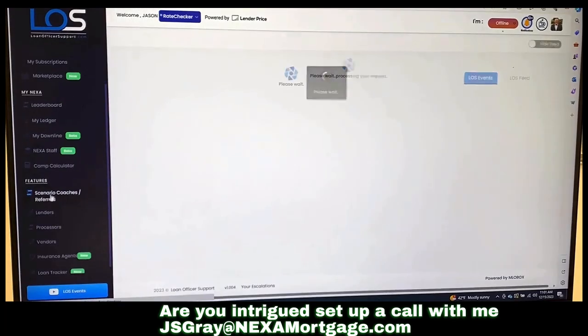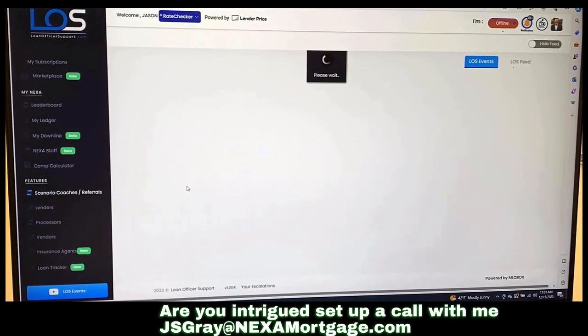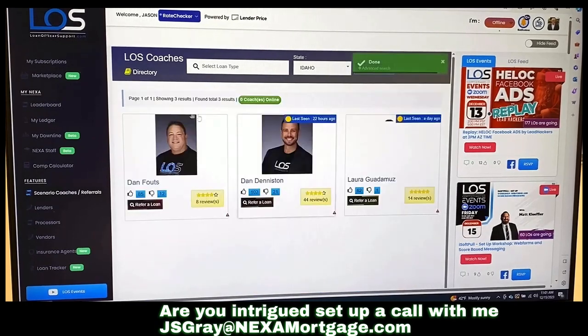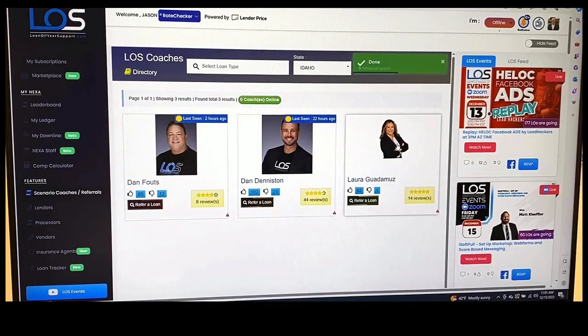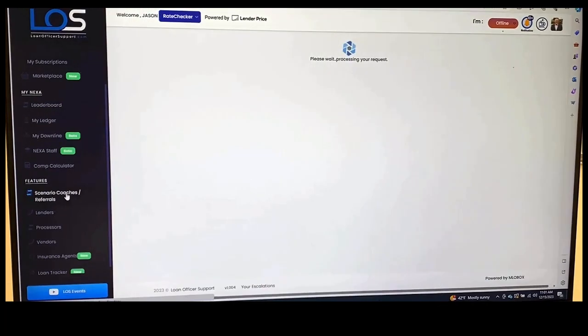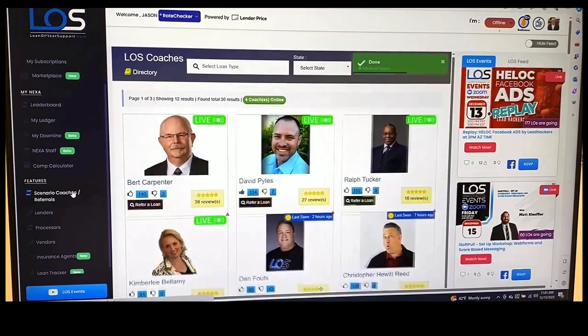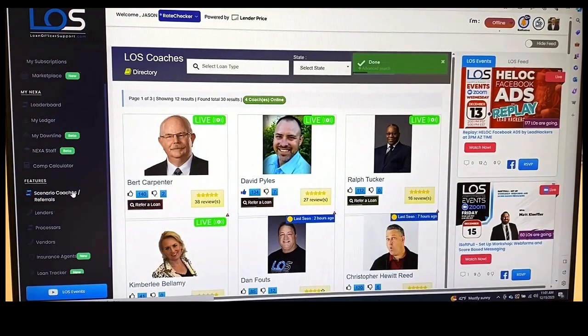Now, let's say you're not licensed in a particular state. We're licensed in all states other than New York. But let's say you're not licensed in a particular state. Let's go ahead and pick a random state here. Let's say Idaho. There are 3 loan officers here that are licensed in Idaho. So you can pick and choose any one of them, give them that particular deal. They'll give you 25% of the gross revenue. So if the commission's $10,000, you would get $2,500 into your ledger.